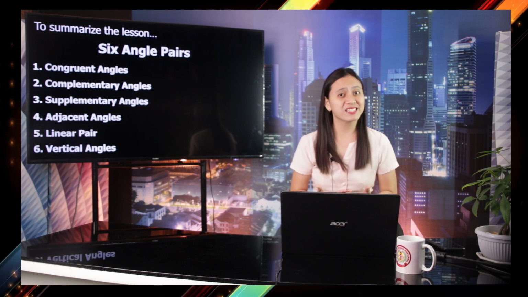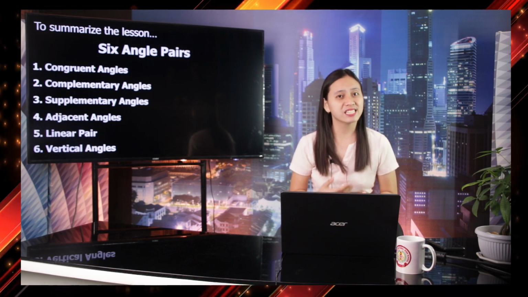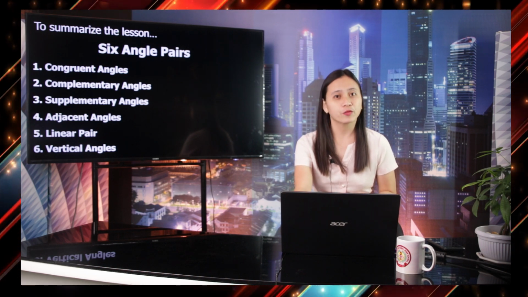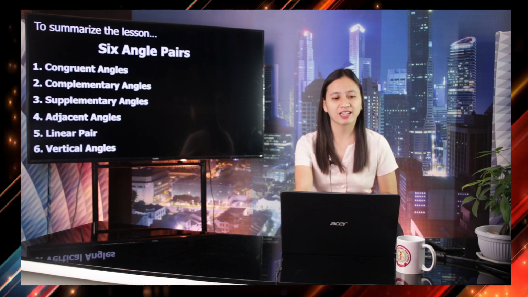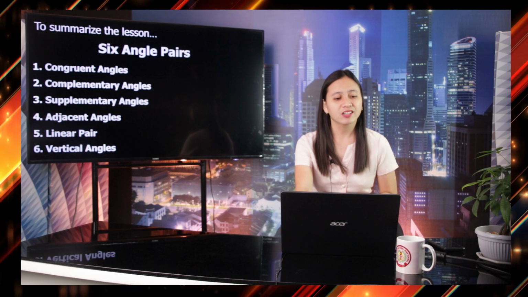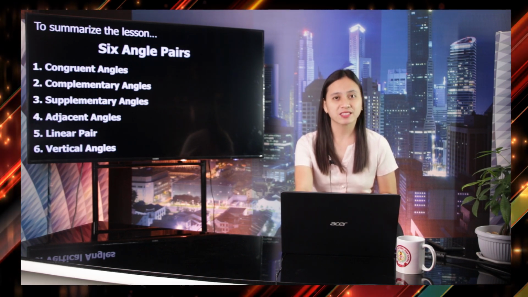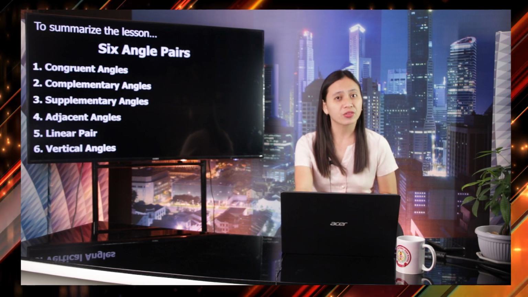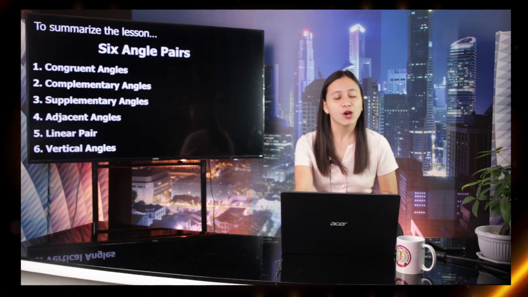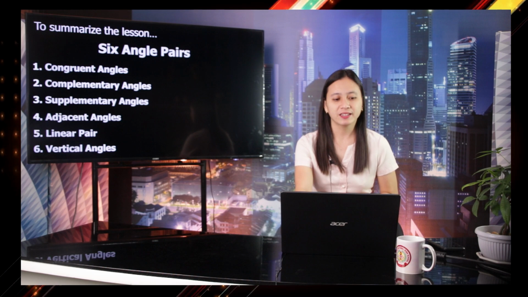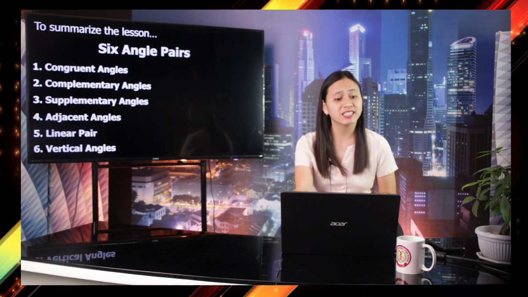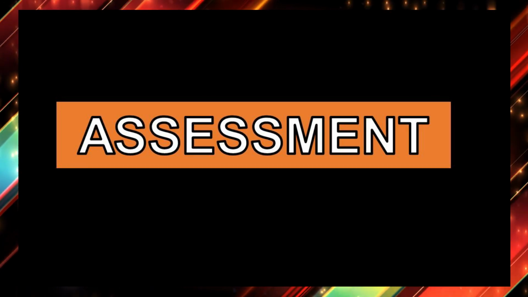Now, to summarize the lesson, we have 6 angle pairs. First, we have congruent angles. Second, complementary angles. Third, supplementary angles. Fourth, adjacent angles. Fifth, linear pair. And sixth, vertical angles. Now, let's have an assessment.